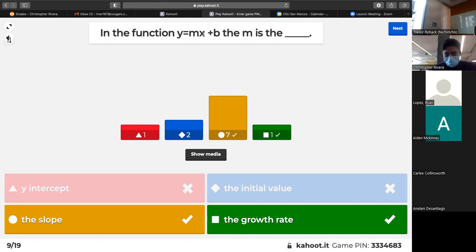In terms of x, that's just the variable you plug in to get your y. But just remember, m is growth rate or slope, b is initial value.